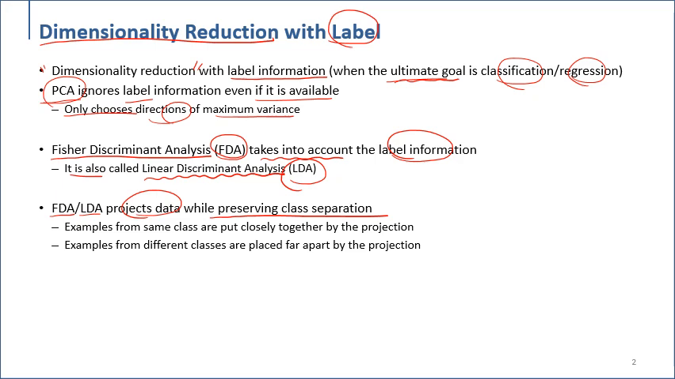Because we know the label information, we just preserve class separation. So examples from the same classes are put closely together by the projection, and examples from different classes are placed far apart by the projection. So that is our ultimate goal, how to do FDA or LDA.